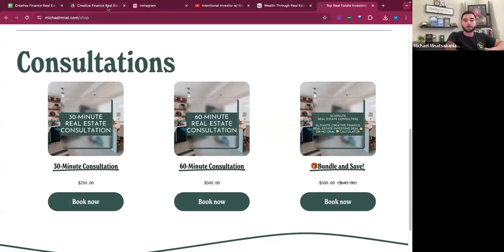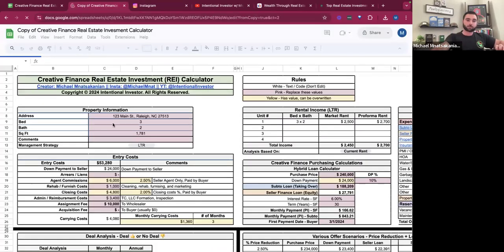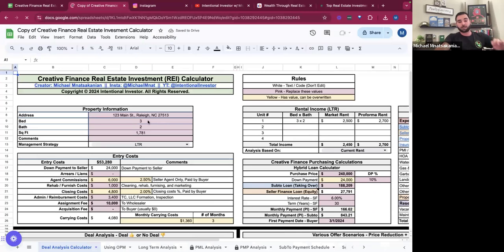So there we go. When you get the calculator, you're always going to end up with a page like this, and this is where you get your unlimited copies from. You just click make a copy. And then we wait for it to make a copy. You're going to end up with a fresh calculator every single time. The reason why I do it this way is that every time I make an update, which I've made tons of, you always get the most up-to-date version of the calculator.